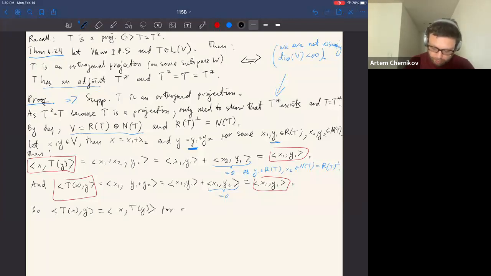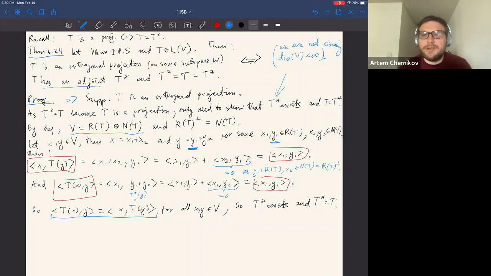And this holds for all X, Y, and V, right? Because we started with arbitrary vectors X, Y, and V. And so we have that T star exists and is equal to T, right? Because this formula shows that T satisfies the definition of T star. Normally we would have T star of Y, but now T satisfies this formula.